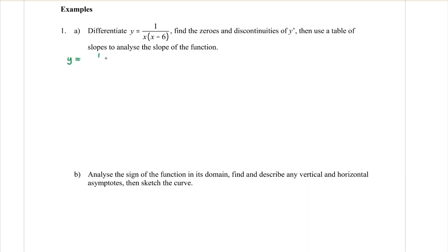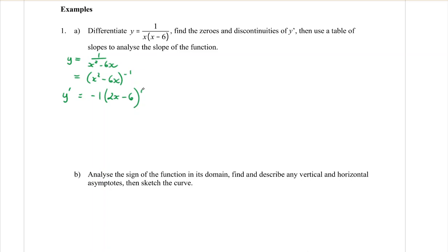y equals 1 over x squared take away 6x. And you could do a quotient rule here, but you don't need to because it's a 1 on the top. I'm going to bring that up to be a negative power. So it'll be x squared take away 6x to the power of negative 1. So this is a function of a function differentiation. To do this, quick recap, you bring the power down to the front, so the negative 1 comes down. You multiply by the derivative of the bracket. So I have an x squared minus 6x. The derivative of that is going to be 2x take away 6.